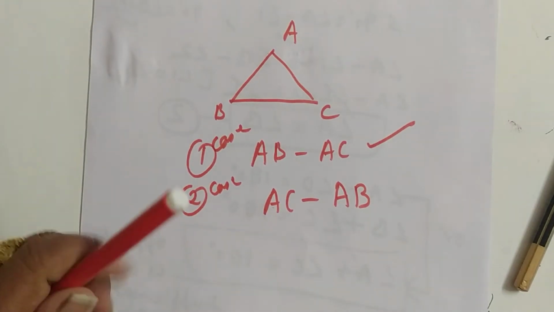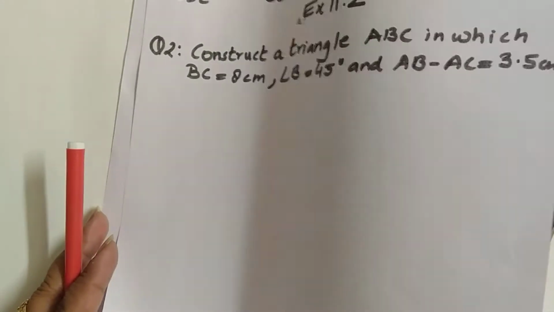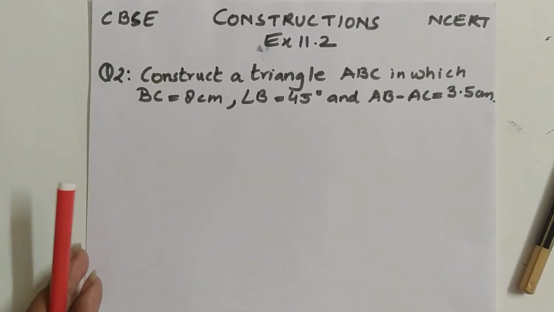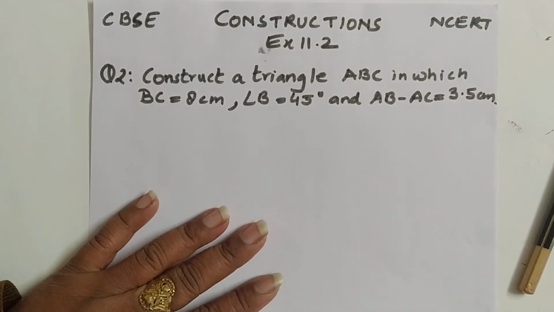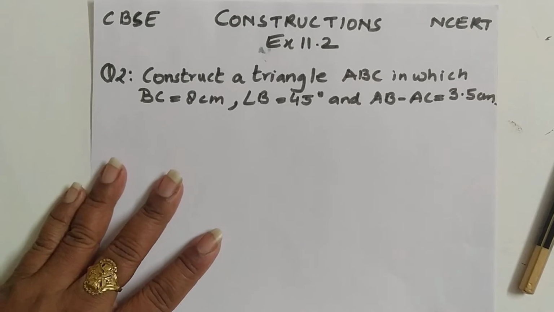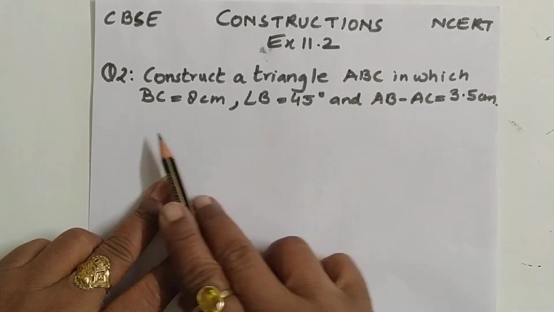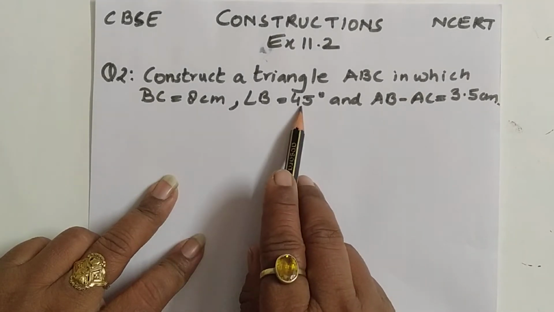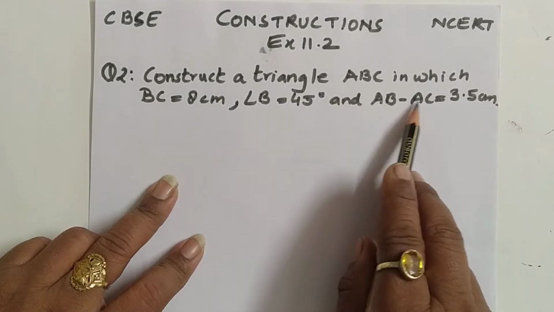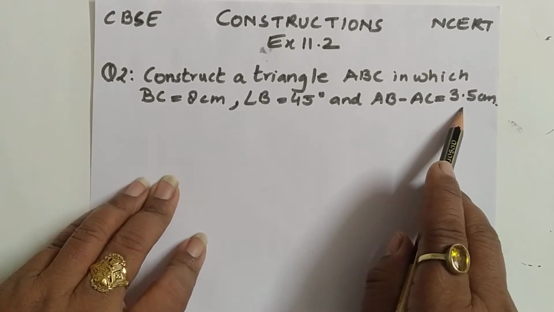So let's proceed. I have taken question number 2 so that the topic of the difference between the two sides will be clear, and question number 2 of exercise 11.2 will also be clear to all of you. So here the question is: construct a triangle ABC in which BC is equal to 8 centimeter, angle B is equal to 45 degree and AB minus AC is equal to 3.5 centimeter.